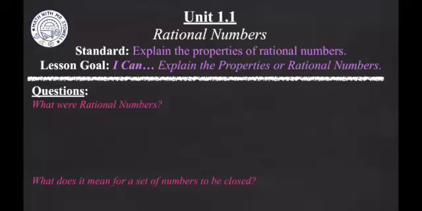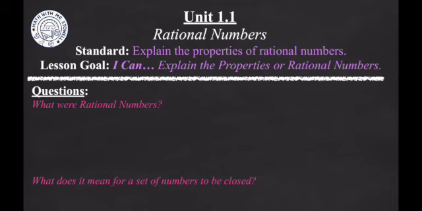In this lesson, we want to be able to say that I can explain the properties of rational numbers. This is going to be hitting our standard, and we are going to be starting off by asking the question, what are rational numbers? We talked about this last time, but we are going to just refresh a little bit. Rational numbers are those numbers that can be written as fractions. We typically say that rational numbers are an integer divided by an integer where the second one is not a 0.